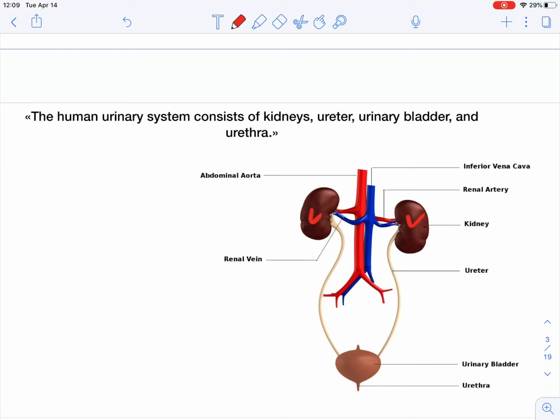The human urinary system consists of two kidneys, two ureters, the urinary bladder, and the urethra. And these are our urinary system's organs.